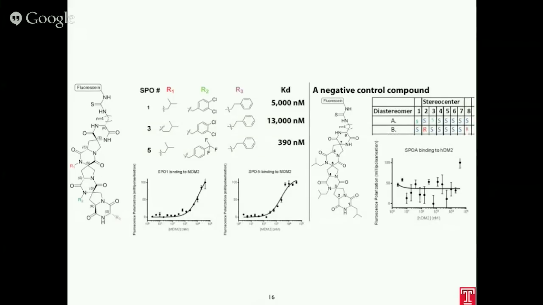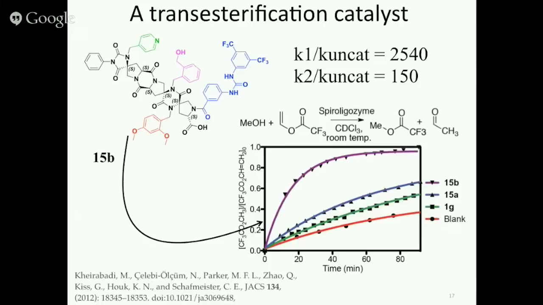We've now been able to, by changing the groups that hang off of the scaffold, improve the affinity about 10-fold. And also when we change the groups that we think will not bind the protein, we completely wipe out the binding. So you have to present the right groups and present them in the right constellation, and then you get this binding activity. Another thing we've done is we've made catalysts.